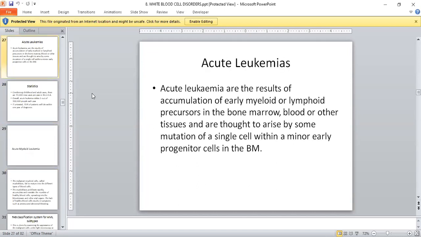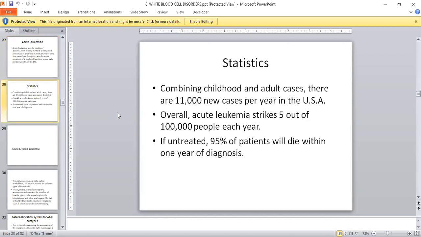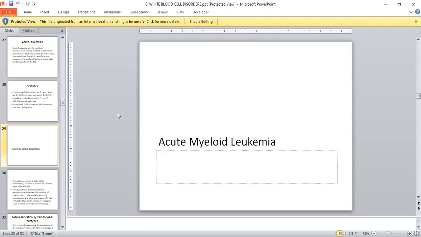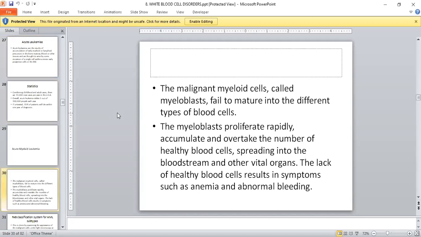Going to acute leukemias. These ones are the result of accumulation of early myeloid or lymphoid precursors in the bone marrow, blood, or other tissues. So as we've said, it's lack of differentiation, or lack of proper development of the blood cells. These are just the statistics. So we go directly to AML.